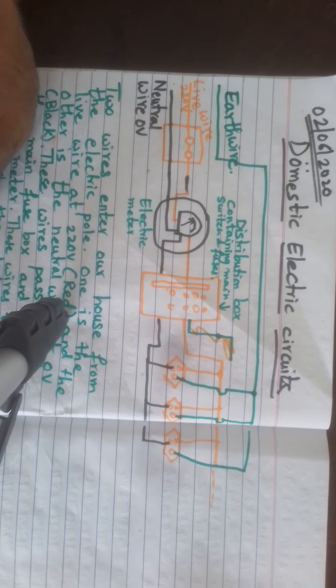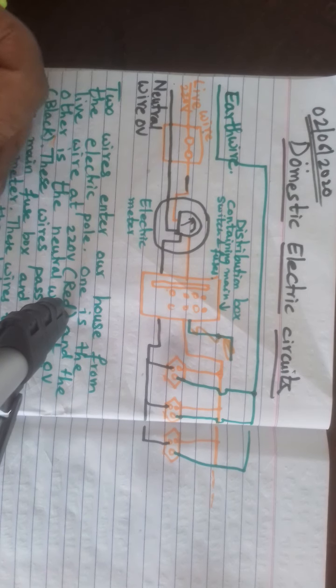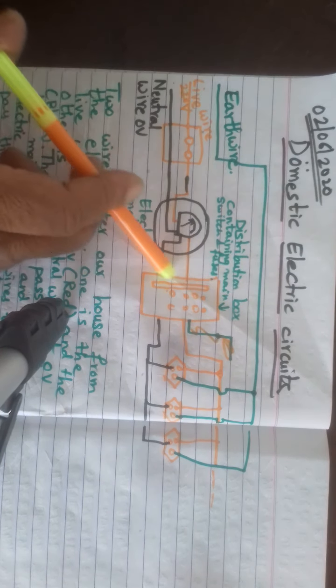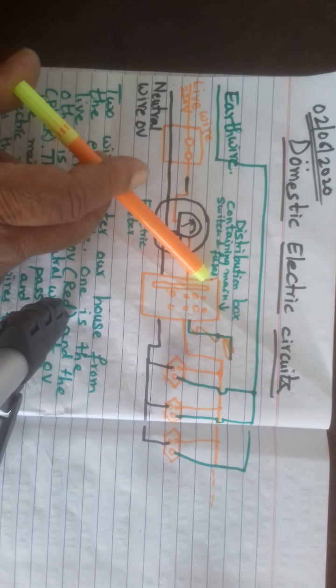As a result, different circuits are required for different electrical appliances which draw different amounts of current. They all cannot be connected with the same fuse. A fuse wire of different rating has to be used for different appliances which draw different amounts of current. Now this is the distribution box which contains the main switch and the fuses.